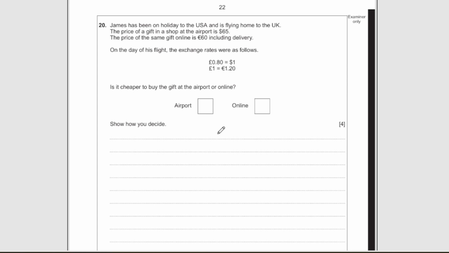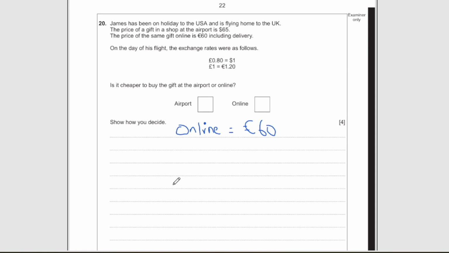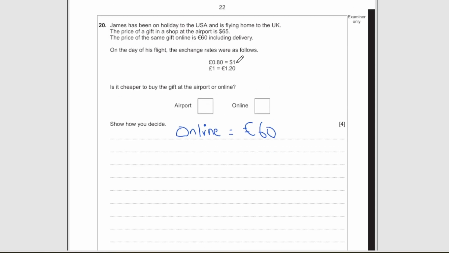So we know that online, and I'm just going to write here online, just so we don't forget, equals €60. All we need to do for this question is convert the $65 into euros. We know that there's 80 pence in $1. So 65 times 0.8 first is the first step. 65 times 0.8, and that equals £52.